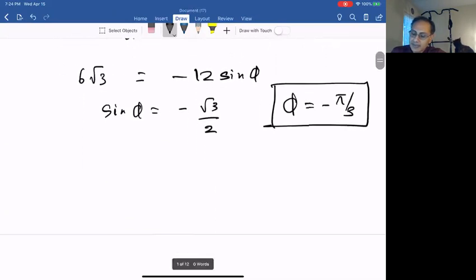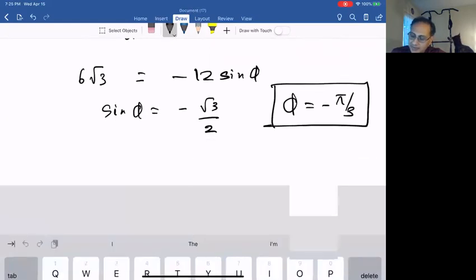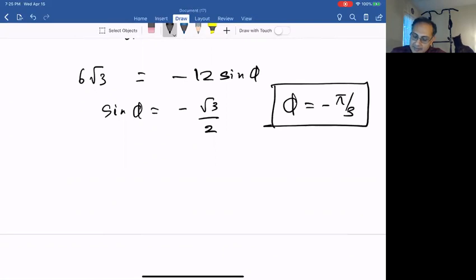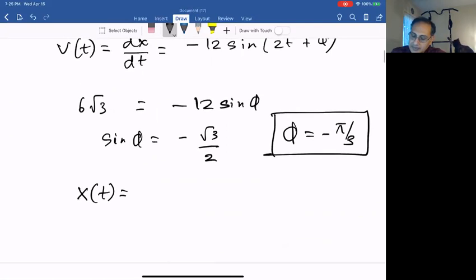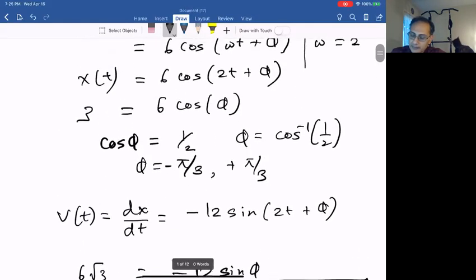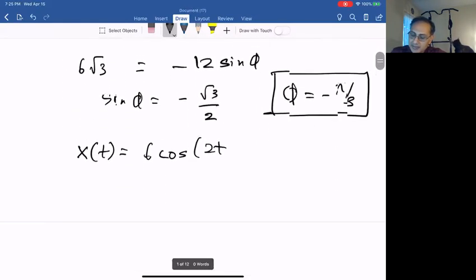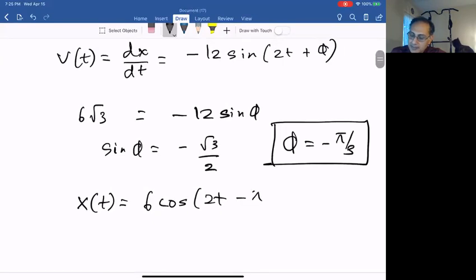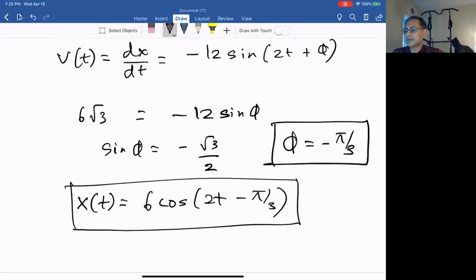So for the final equation of motion, we can just put all the pieces together and write it down. Sorry, that would be x as a function of time is equal to 6 cosine 2t minus pi over 3. And this is the equation of motion of this particular simple harmonic oscillator.